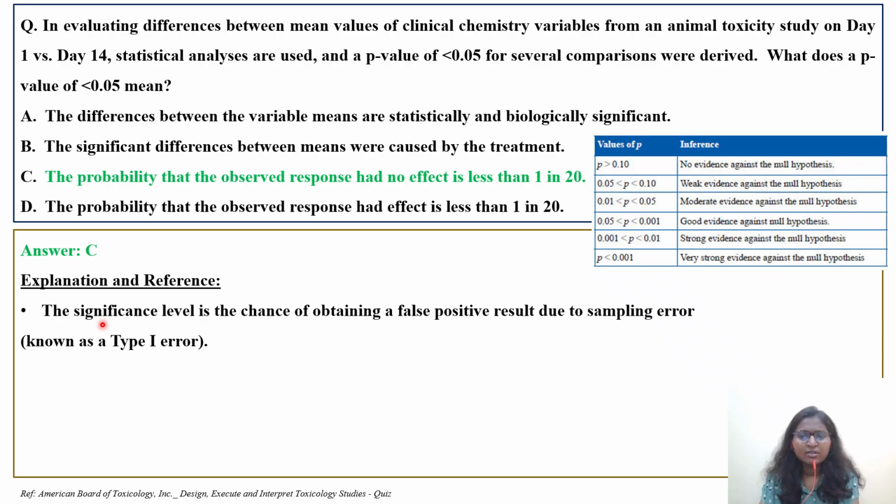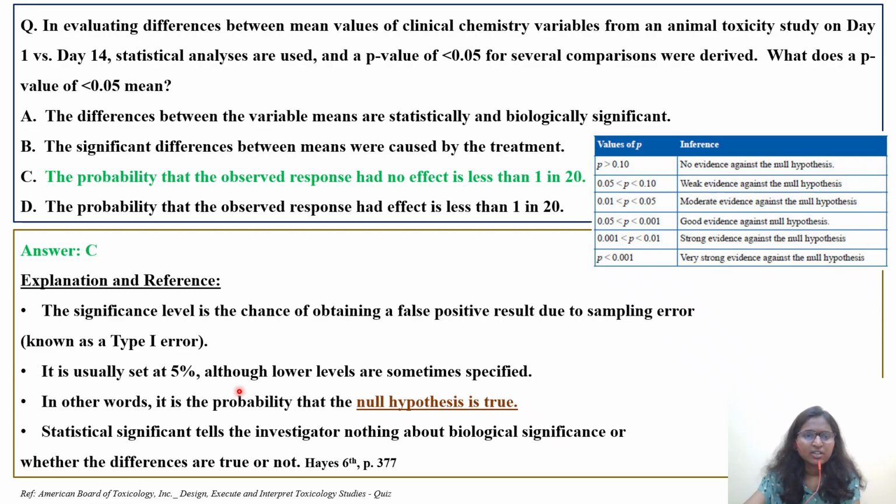Once again we'll read, because it might be new to certain students who are appearing for the exam. The significance level is the chance of obtaining a false positive. Actually it has to give a negative result, but it is giving a positive result, and that too a false positive result due to sampling error, known as type 1 error. It is usually set at 5%, although lower levels are sometimes specified.